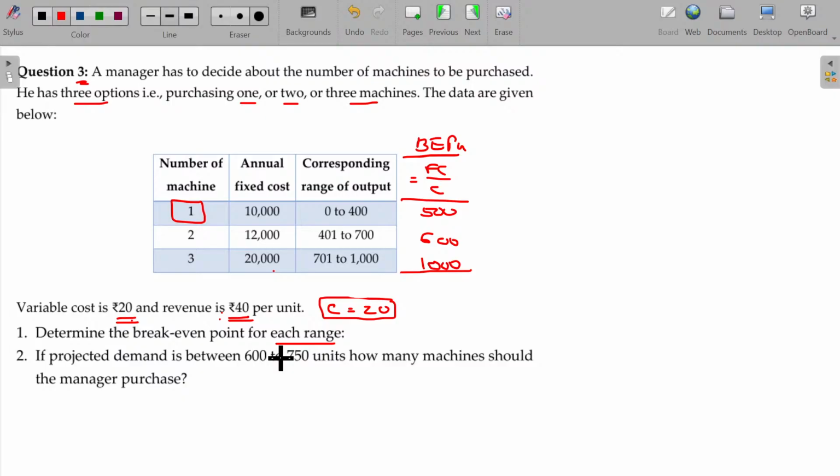go for one machine. If it gets picked up, go for a second machine. If it is still picked up, go for a third machine. This is the normal suggestion of most investors. If they start with one machine, the maximum production is only 400 units, but you can attain the break even only at 500 units. By running with one machine, you never gain. You definitely collapse and you close the business.